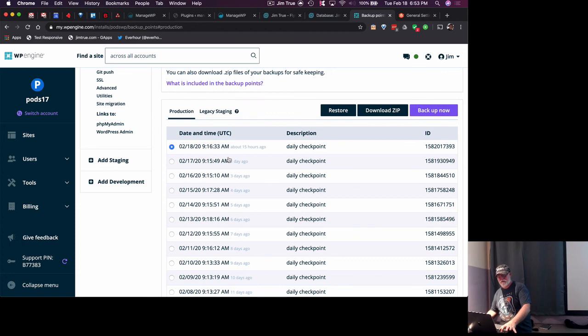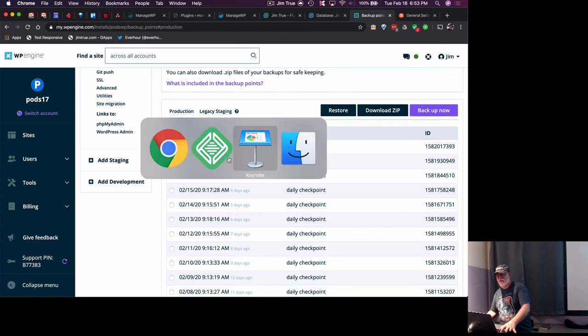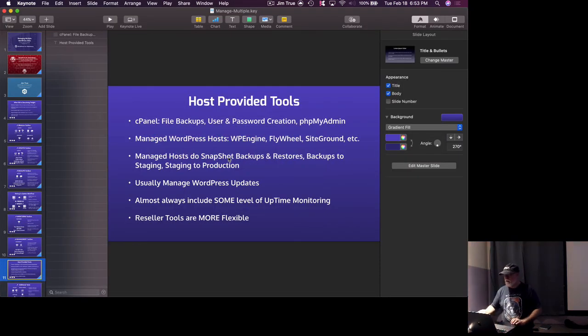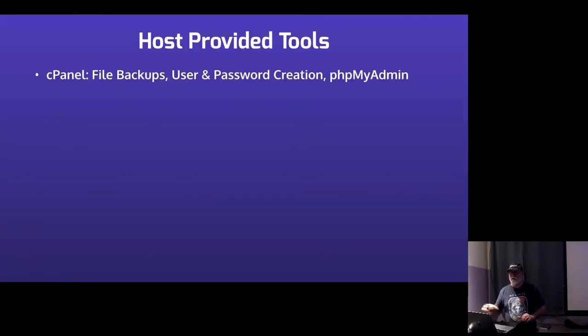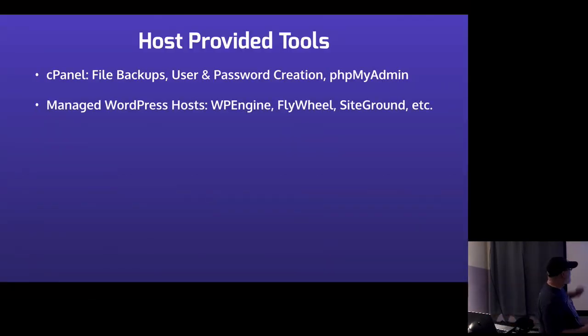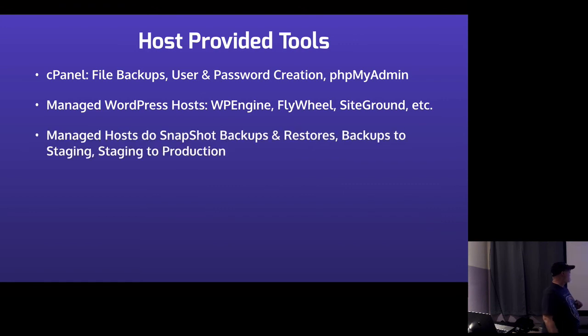So I just want to give you guys an idea what those look like. Okay, all right, go back into here again. Where were we? Okay, so that's managed WordPress, like WP Engine. SiteGround does a lot of the same stuff. SiteGround has cPanel, database management, the whole bit. Managed hosts do snapshot backups and restores, and they also do backups to staging and staging to production if you pay for that.